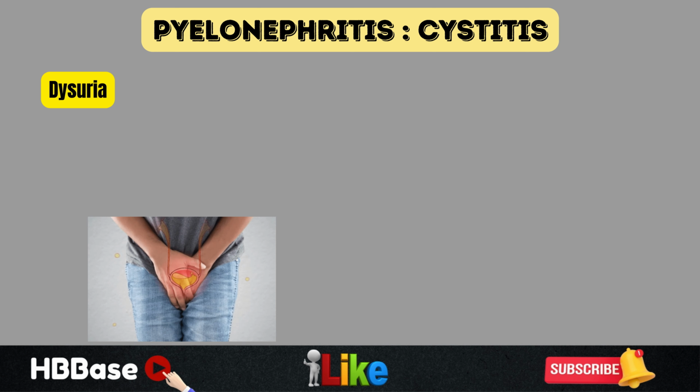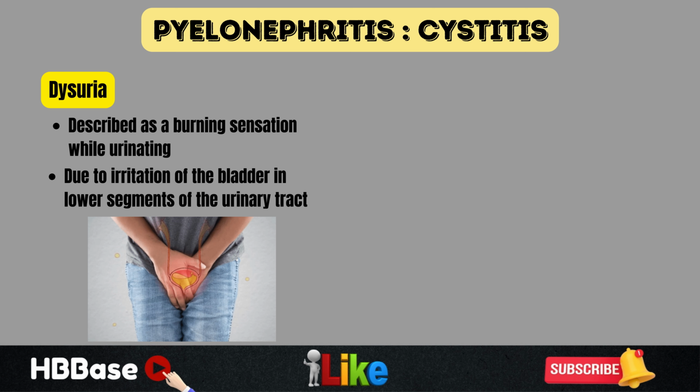And then because we talked about cystitis or urinary tract infections being a common underlying condition that ultimately can lead to pyelonephritis, we're going to see signs and symptoms of urinary tract infections. So some of these can include dysuria. So dysuria is going to be a pain often described as a burning sensation while urinating, and it is going to be due to irritation of the bladder and lower segments of the urinary tract caused by infective organisms.